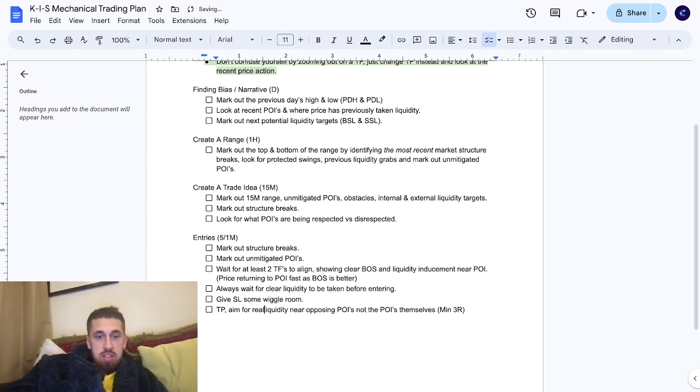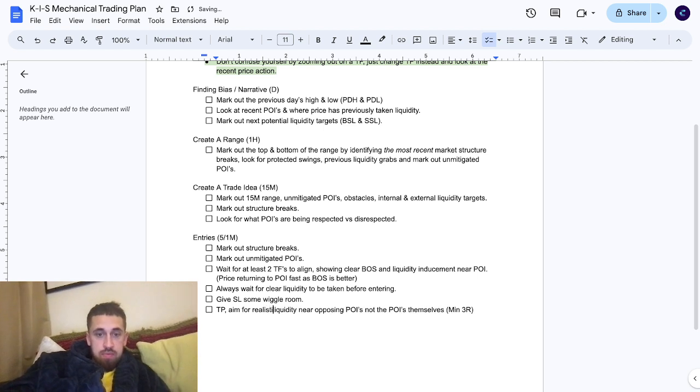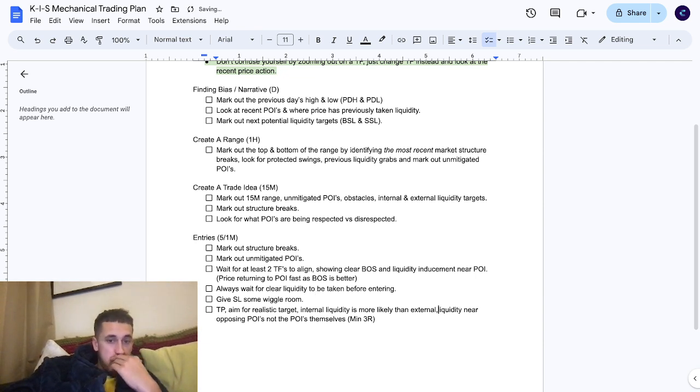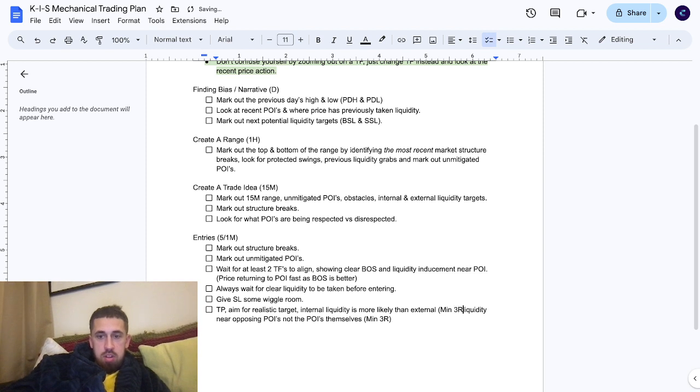Aim for realistic target. Internal liquidity is safe, is more likely than external. And then I'm going to put minimum 3R on that one instead.